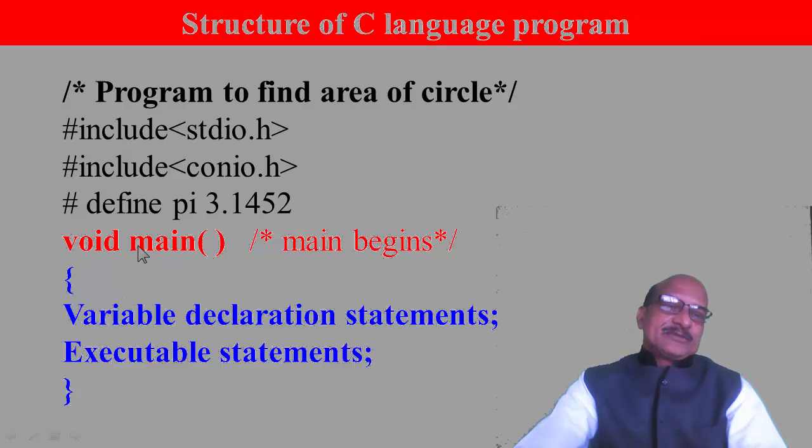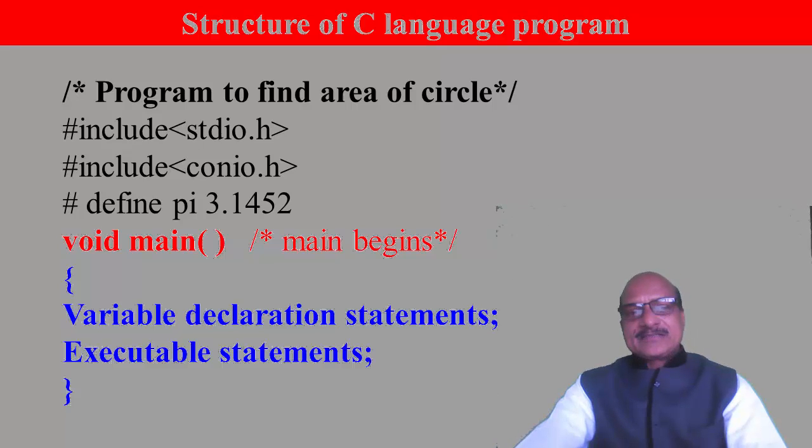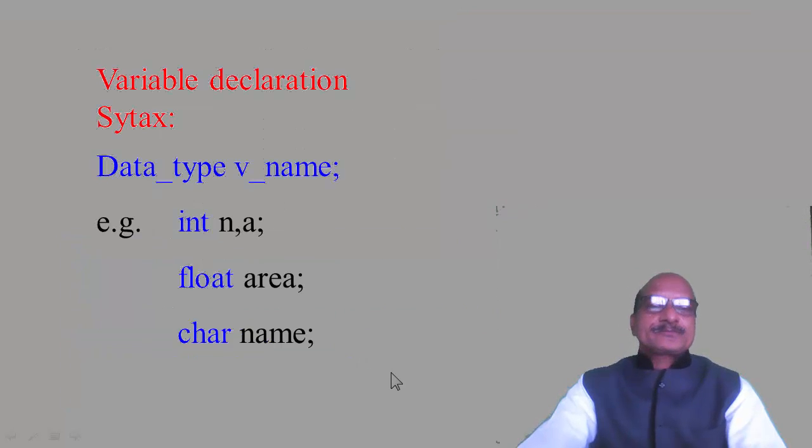Every C language program, or the main function, begins with this left curly bracket, and it ends with the right curly bracket. Within these two, you have to write your program related to your problem. That again consists of two parts. The first part is called the variable declaration statements, and the other part is executable statements. So let us see these in more detail.